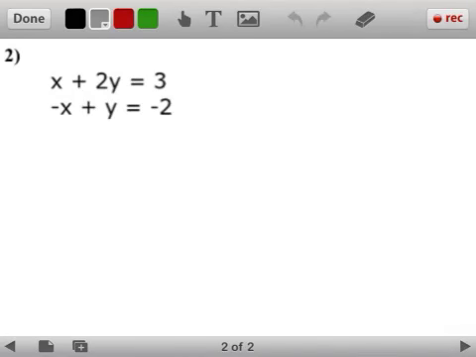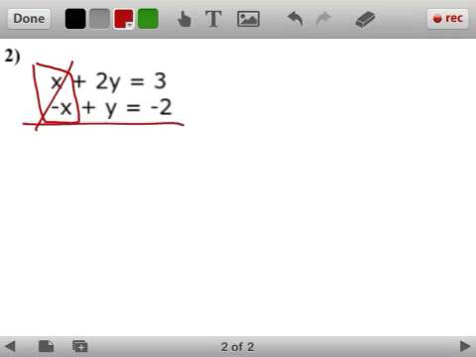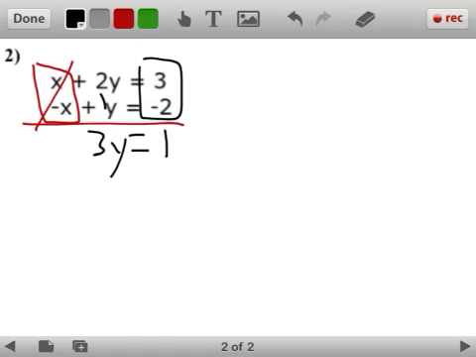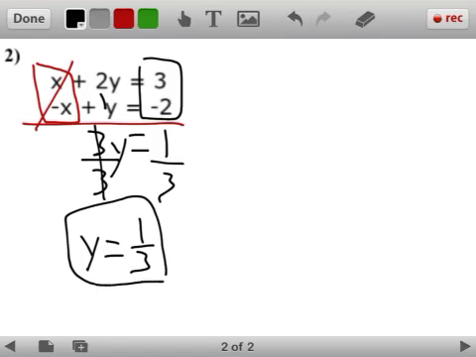Alright, here's number 2, and you notice that these variables are going to cancel each other out whenever I combine these equations. And so now my equation, whenever I combine, I have 2y's plus 1y, that's going to be 3y's, equals, whenever I combine a positive 3 and a negative 2, this is going to be a positive 1. And then I'm going to divide the left side by 3, divide the right side by 3, and I've got y equals 1/3, so that is half my answer.